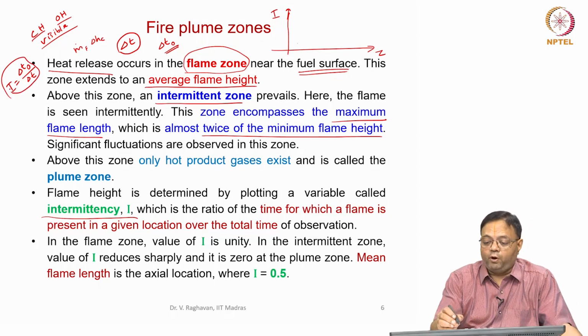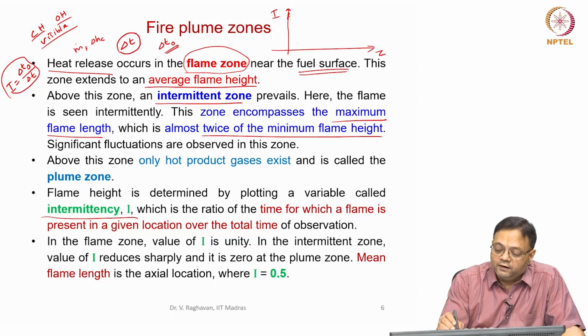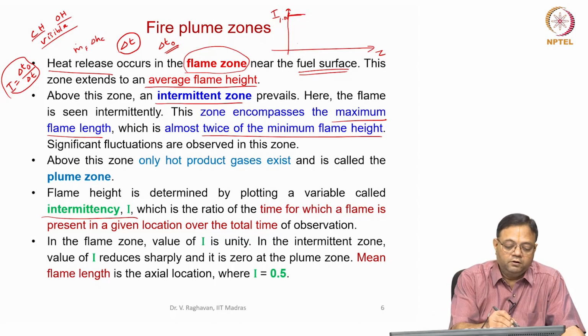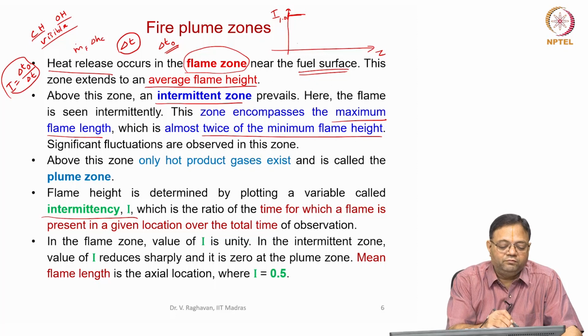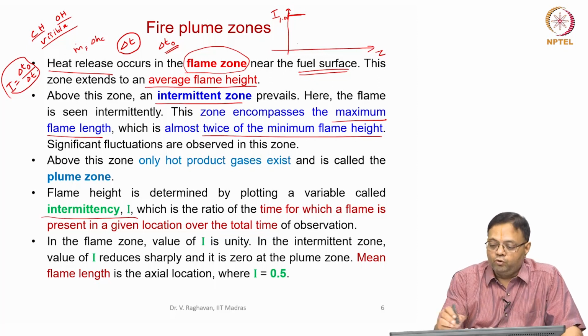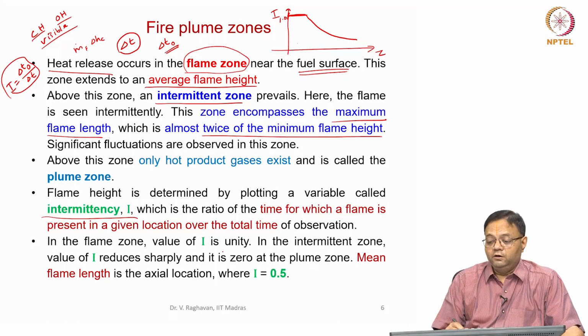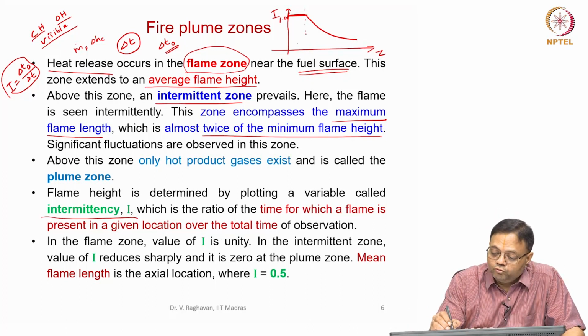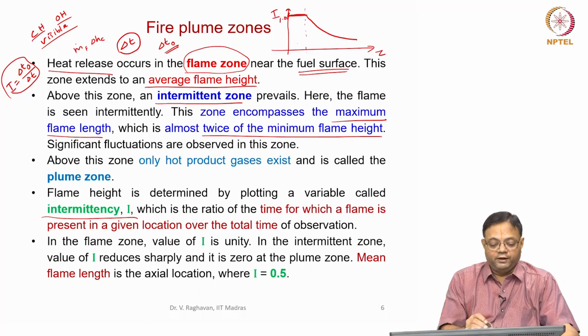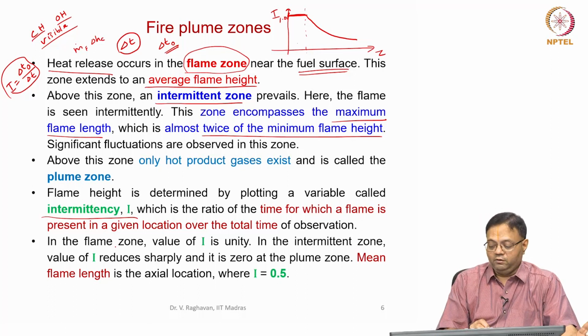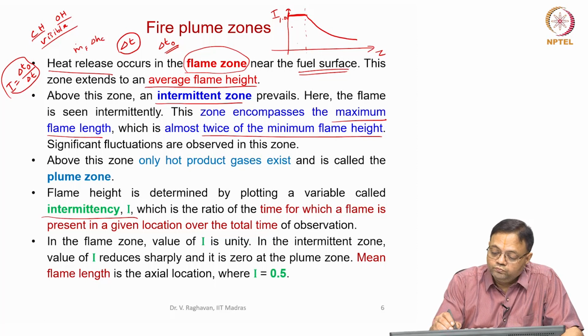Now, if I plot intermittency, this is 1.0, intermittency is 1. For some height, I will observe these activities for the entire time period, that is delta T0 will be equal to delta T. So, intermittency will be equal to 1. Then after that, this decreases. Now this zone where the intermittency is 1, that is the flame zone.